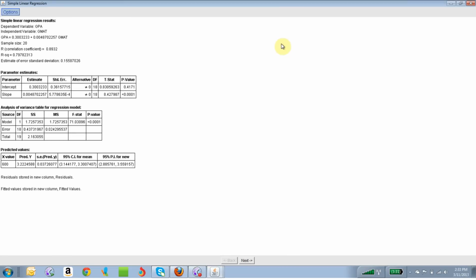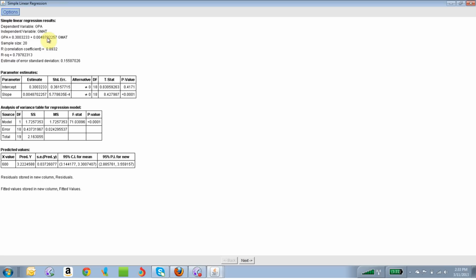Let me enlarge it. And here, when I'm looking at the top of my file, it says the dependent variable is GPA. That's exactly what I was looking for. The independent variable, my x variable, is GMAT. And then it says, okay, if you're interested in predicting GPA, this is the equation you need: 0.303233 plus 0.00487 multiplied by GMAT.